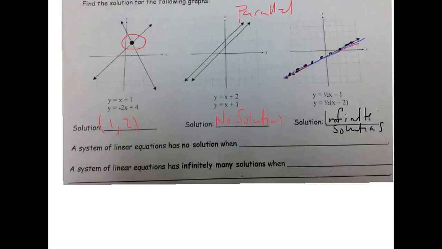A system of linear equations has no solution when they are parallel, and a system of linear equations has infinitely many solutions when they are the same line.